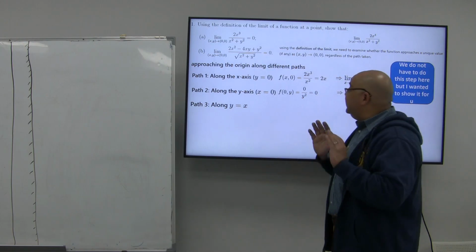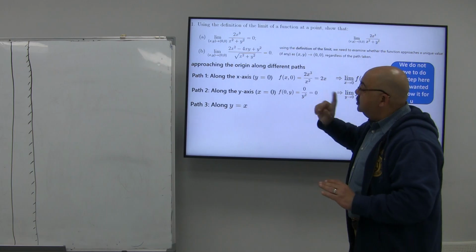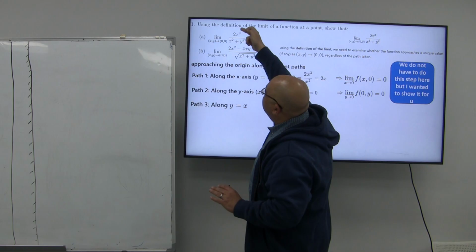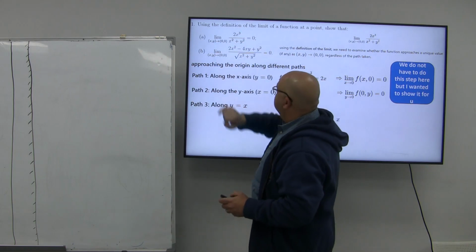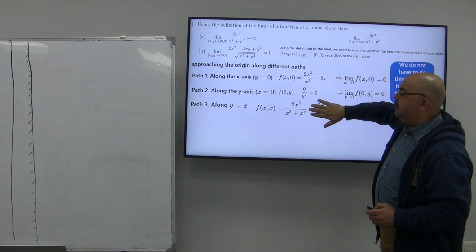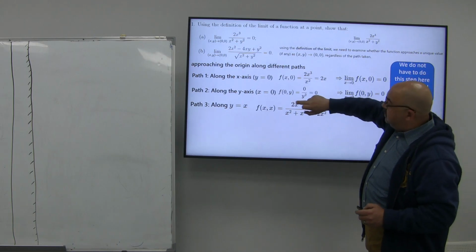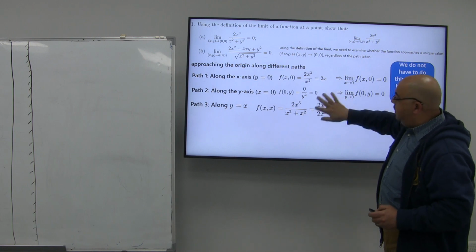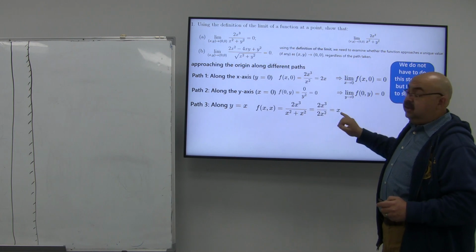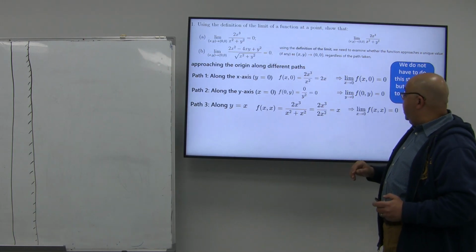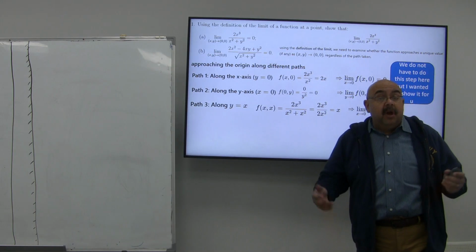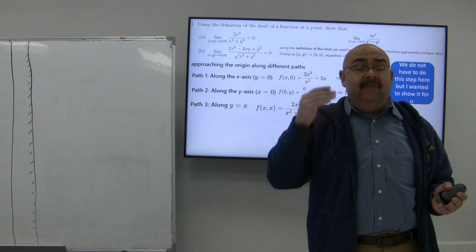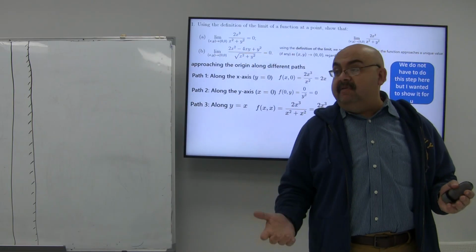All I have to do, exactly like what we did here, is to substitute y by x. So it's going to be 2x cubed divided by x squared plus x squared. So you will have now 2x cubed over 2x squared. The 2 will eat the 2. So after simplification, this is going to come up as 2x. Taking the limit as x tends to 0, you will end up also having 0. So it's a very good sign. Now I have tried 3 curves or 3 paths, and I ended up having the same value.